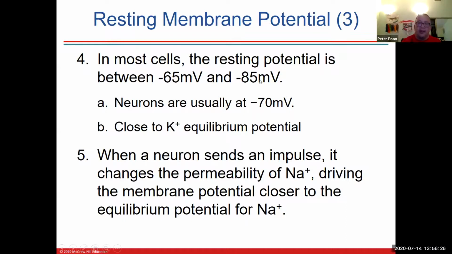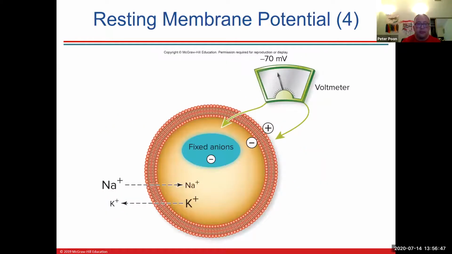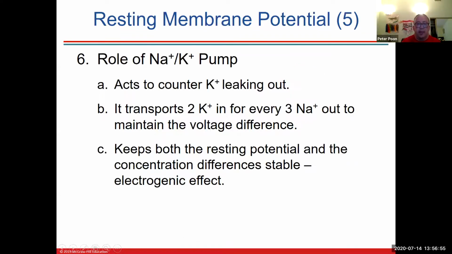So in most living cells, the resting potential is between negative 65 millivolts and negative 5 millivolts. Neurons are usually around negative 70 millivolts. This becomes really important in the next chapter when we talk about how neurons work. So here, there is a negative voltage of 70 millivolts inside the cell.